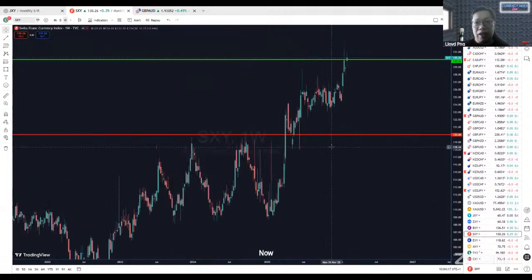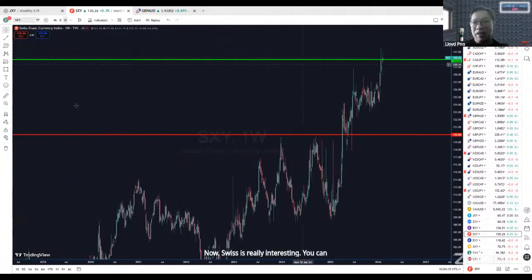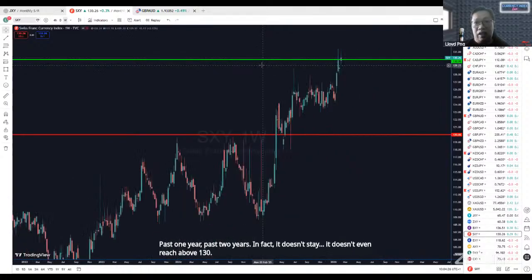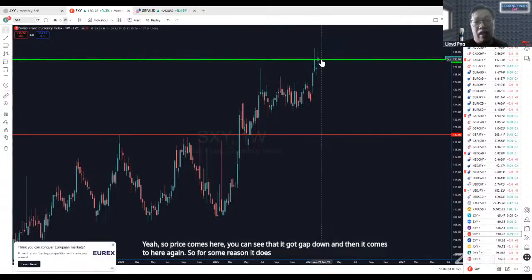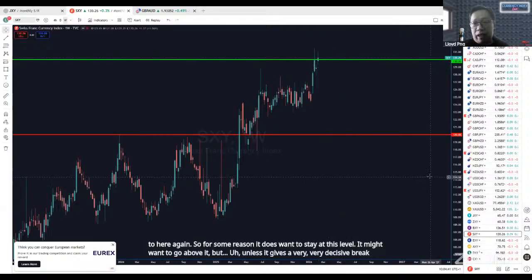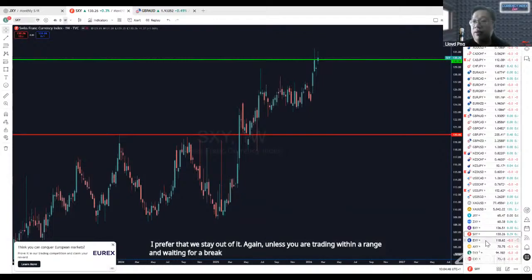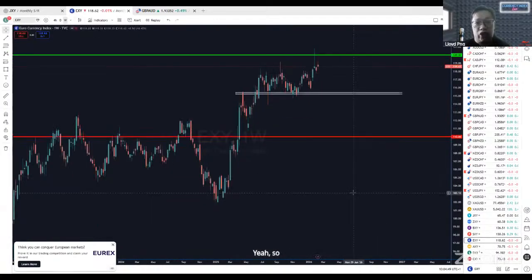Now Swiss is really interesting. You can see that in the past 1 year, past 2 years, in fact, it doesn't even reach above 130. Price comes here, you can see that it got gapped down and then it comes to here again. So for some reason, it does want to stay at this level. It might want to go above it, but unless it gives a very decisive break, I prefer that we stay out of it, unless you are trading within a range and waiting for a breakout trade. So pound Swiss, I'd rather not touch it as a swing trader analysis.